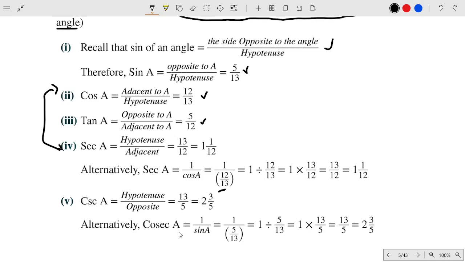In the same way, cosec is the same as 1 on sine A, 1 divided by 5 on 13. You maintain this, you change the sign to multiplication, you find the reciprocal of this, then you multiply. So 1 times 13 will give you 13 divided by 5. So you have 13 on 5.